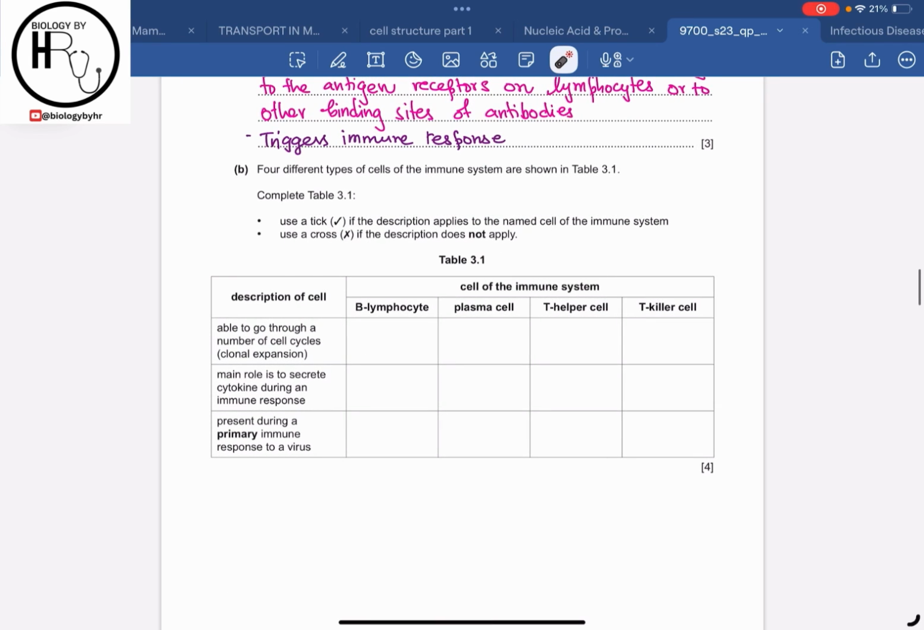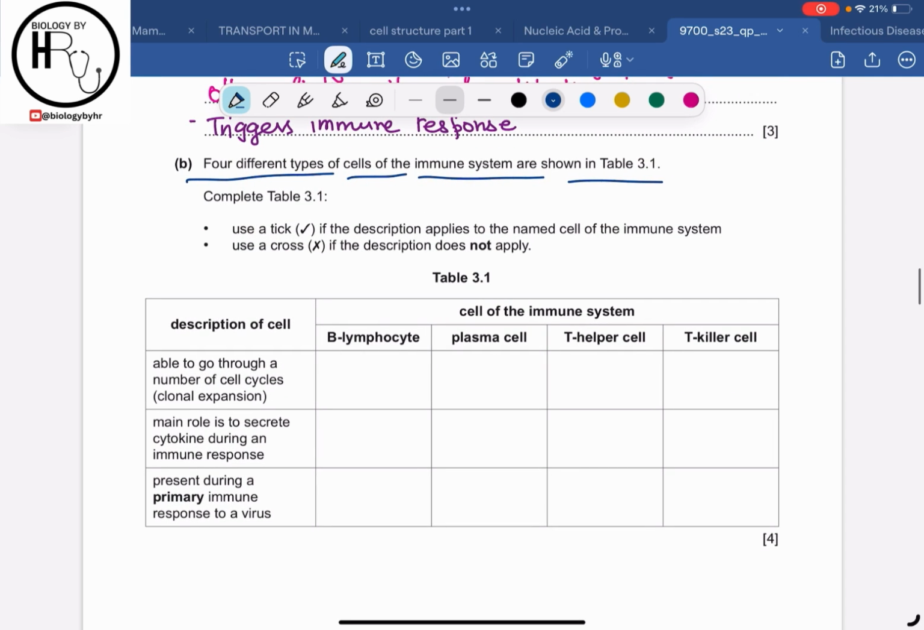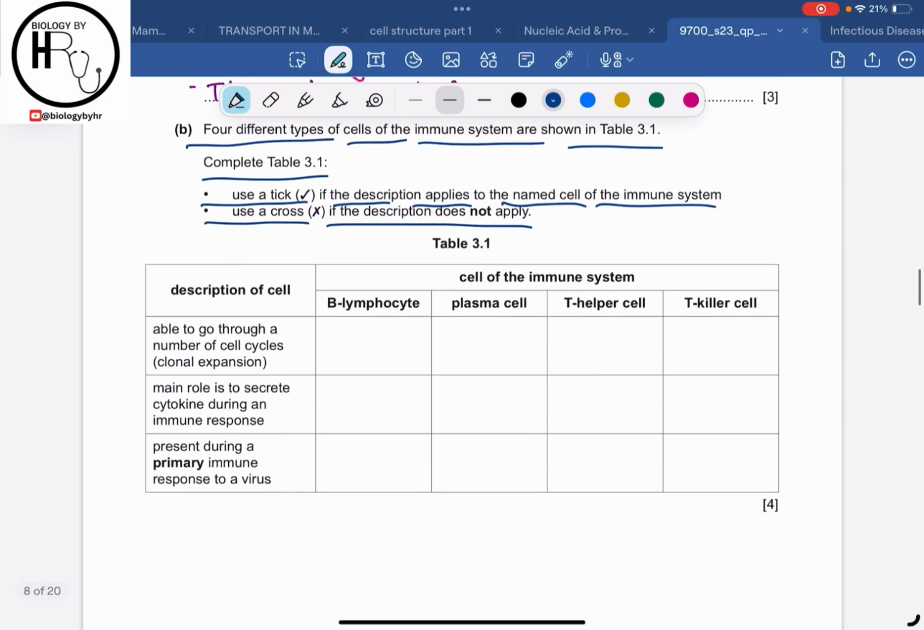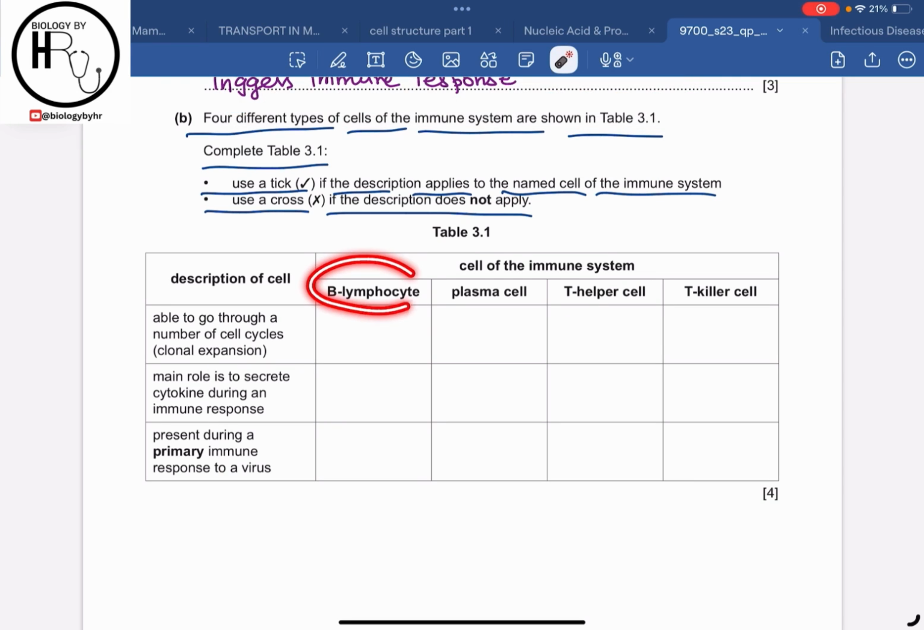Moving on to part B over here. Part B says that four different types of cells of the immune system are shown in table 3.1. Complete table 3.1. Use a tick if the description applies to the named cell of the immune system. Use a cross if the description does not apply. Now they have given us a few of the cells of the immune system, that includes the B lymphocyte, the plasma cell, the T helper cells and the T killer cells.